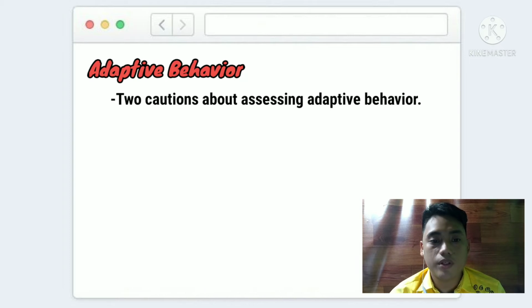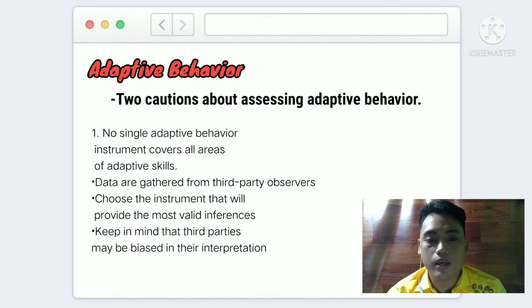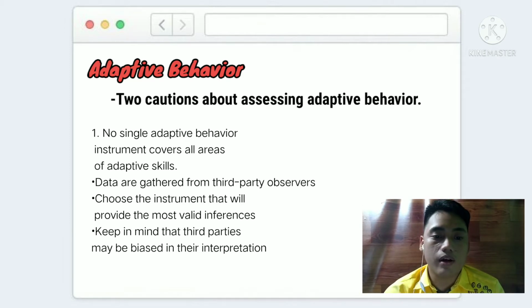Adaptive behavior. Two cautions about assessing adaptive behavior. 1. No single adaptive behavior instrument covers all areas of adaptive skills. First, data are gathered from third-party observers. Next, choose the instrument that will provide the most valid inferences. Lastly, keep in mind that the third parties may be biased in their interpretation.